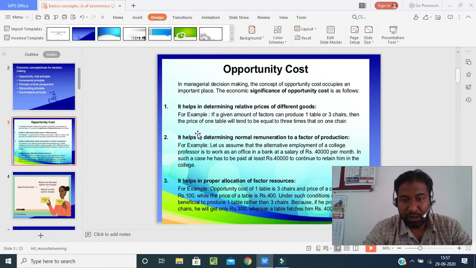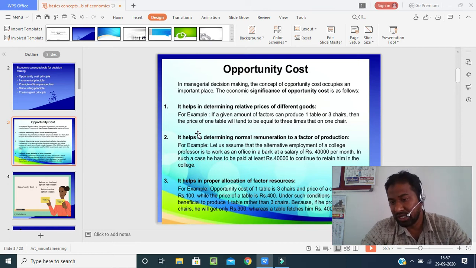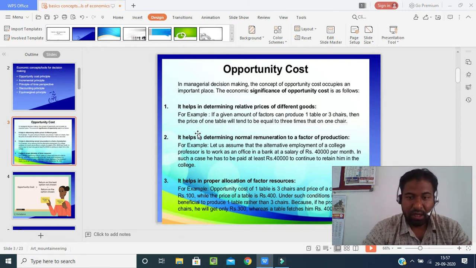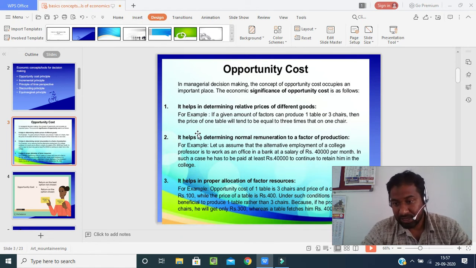Now, what is the economic significance of opportunity cost? The first one is that it helps in determining the relative price of different goods. For example, if a given amount of factors can produce one table or three chairs, then the price of one table will tend to be equal to three times that of one chair. So the cost of one chair is 50 rupees, whereas for service in a hotel, if a person wants to book a chair it will be 50, but for three chairs it will be 150.